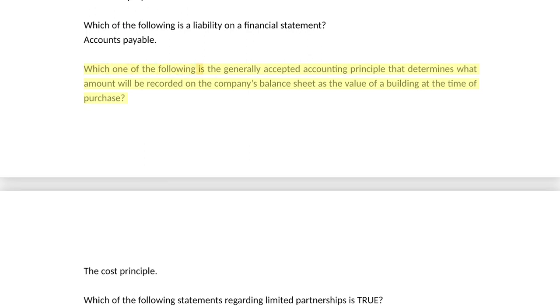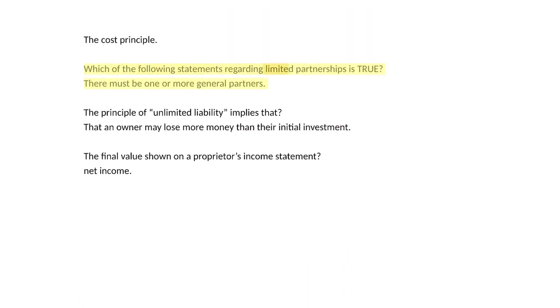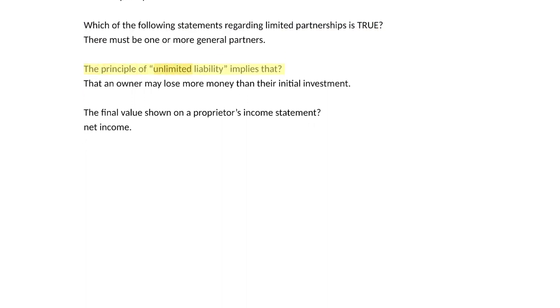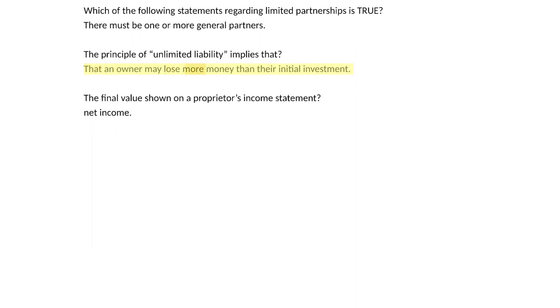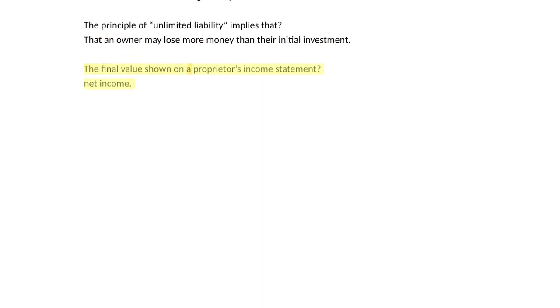Which one of the following is the generally accepted accounting principle that determines what amount will be recorded on the company's balance sheet as the value of a building at the time of purchase? The cost principle. Which of the following statements regarding limited partnerships is true? There must be one or more general partners. The principle of unlimited liability implies that an owner may lose more money than their initial investment. The final value shown on a proprietor's income statement? Net income.